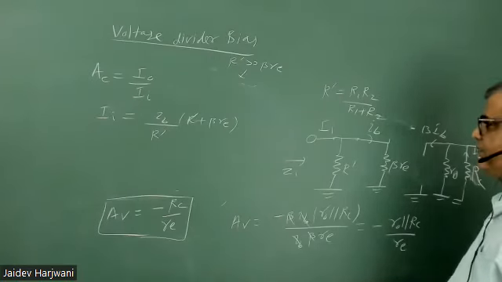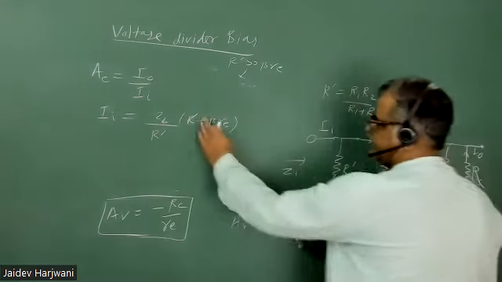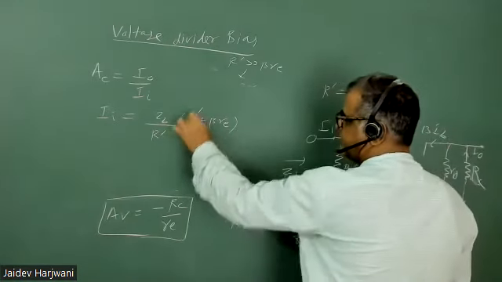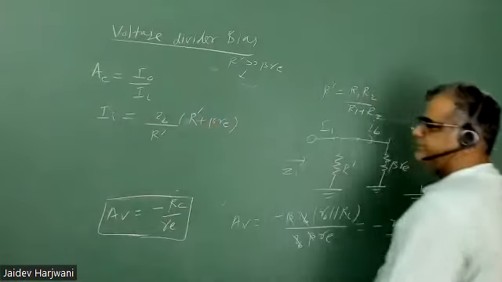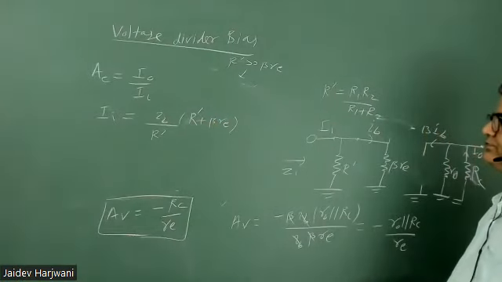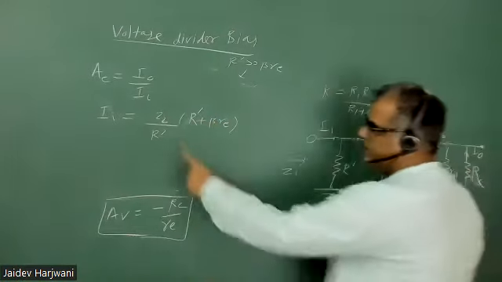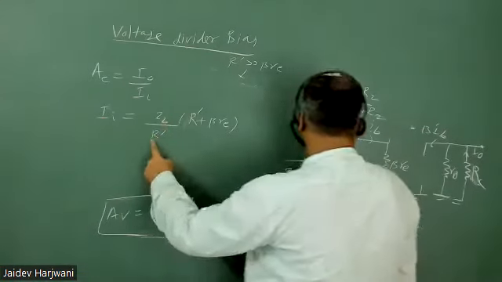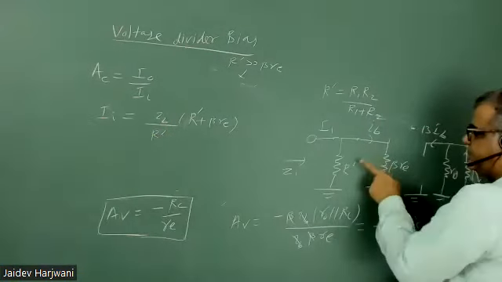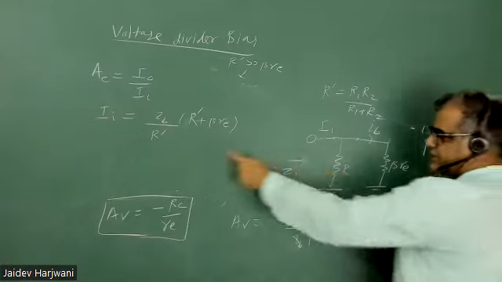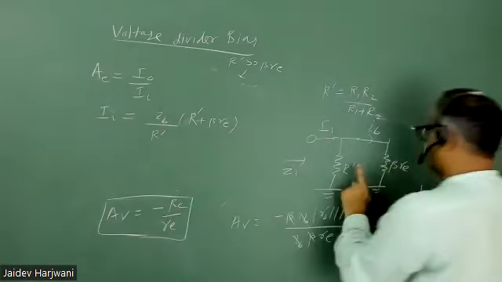Anyone tell me? Can I write like this? R dash. Yes or no? Yes, sir. Because if you want IB, then total current into this R dash divided by the sum of resistance.